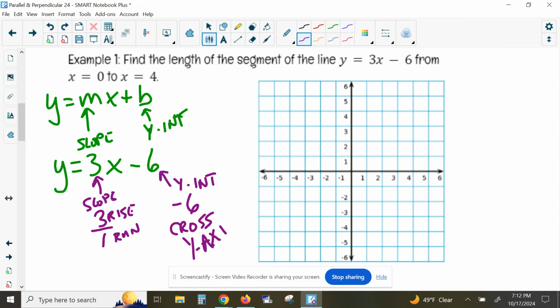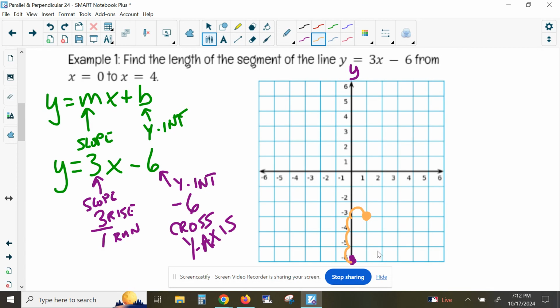So we can just graph this easily. This is my y-axis. So remember, you always start off at your y-intercept. So this is my y. I got to go down to negative 6, which is way down here. And then from here, I have to rise 3 and run 1. So if I think about rising 1, 2, 3, and running 1, that's going to put me right over there. And so my second point is right there.